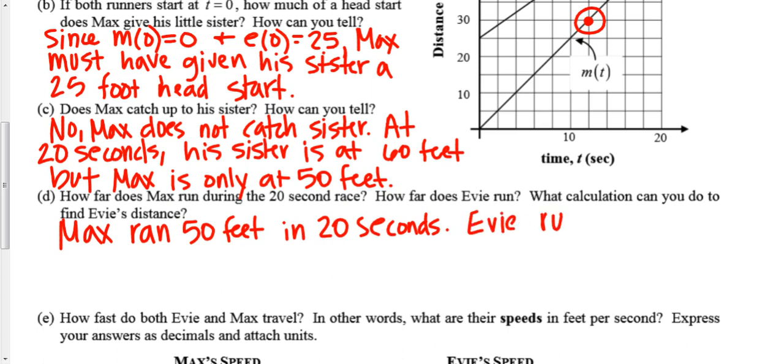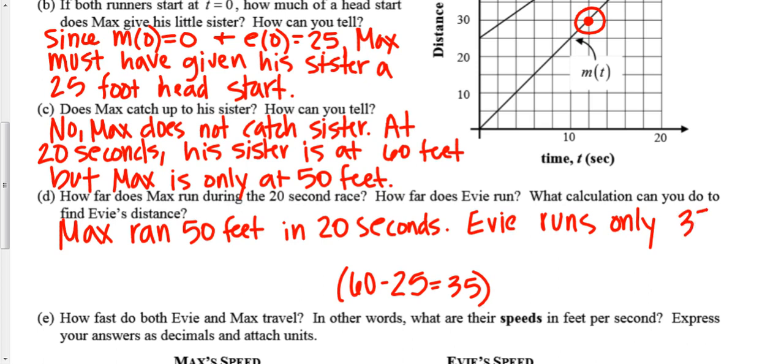Evie ran for a total of 60, but she started at 25 feet, so we're going to do a simple calculation of subtraction for a total of 35. That right there is my work for my calculation. So she runs only 35 feet, and that's because she had the head start of 25 feet.